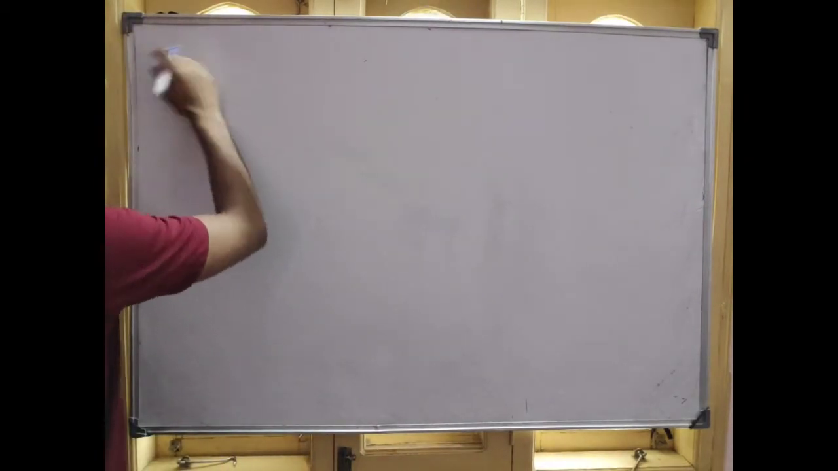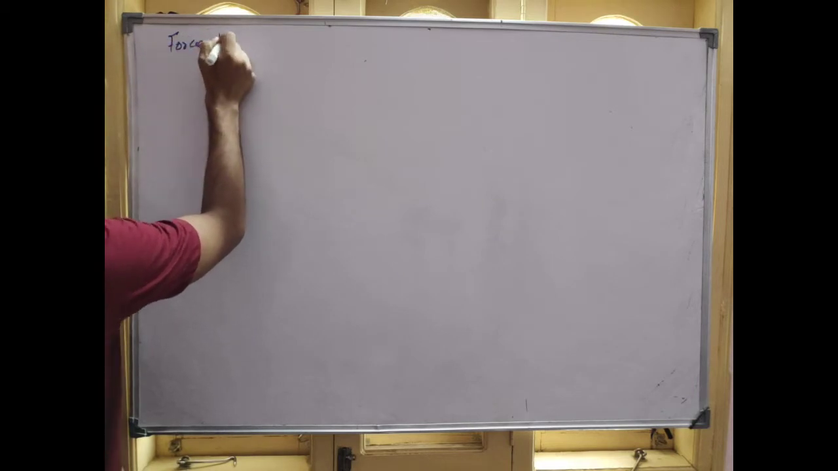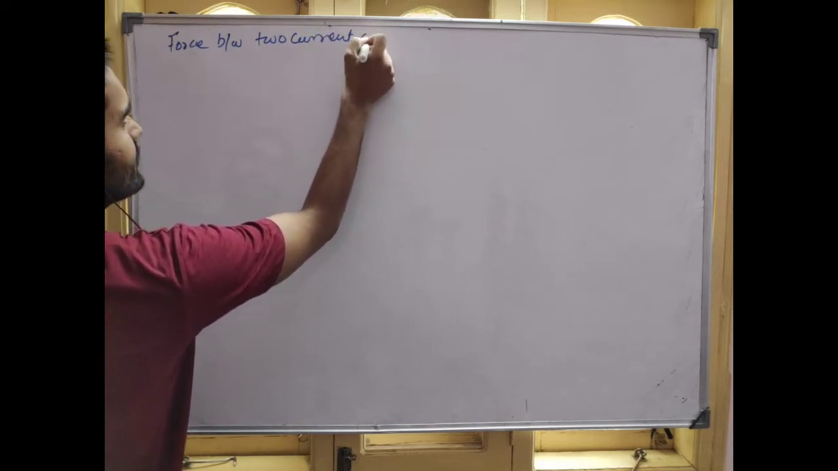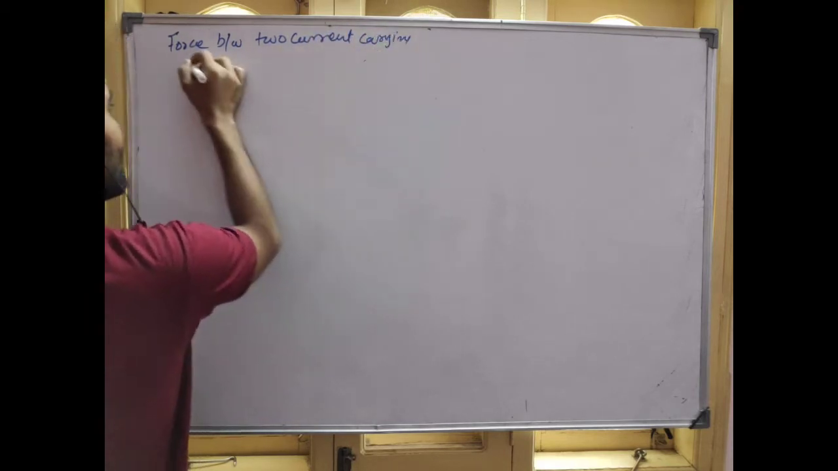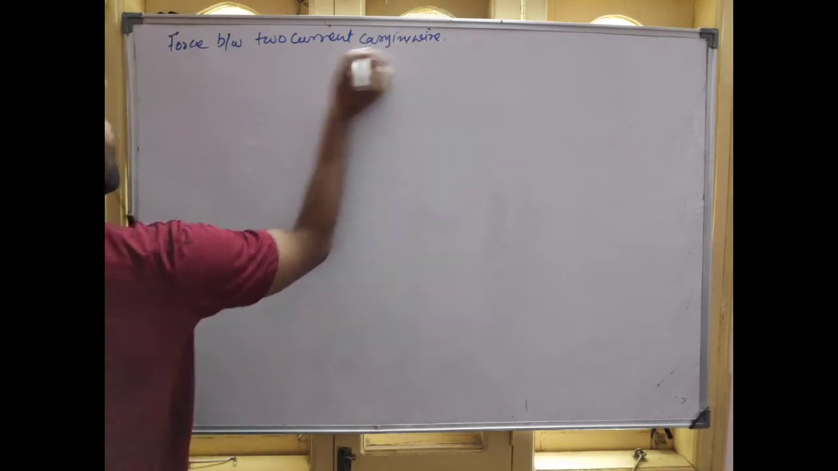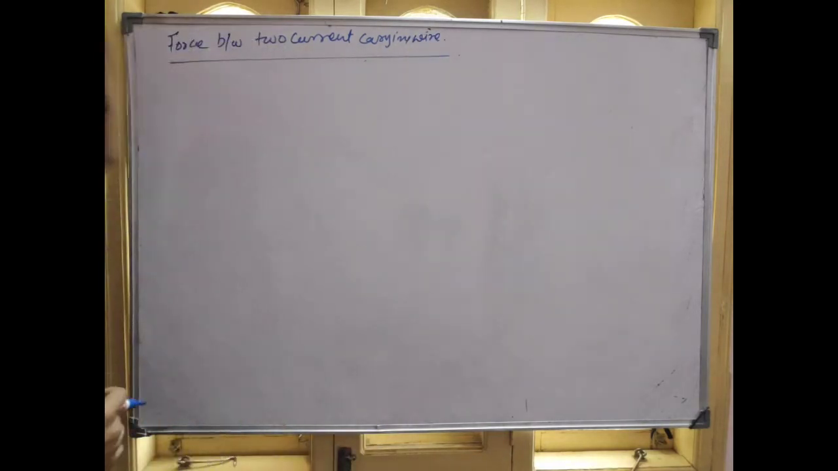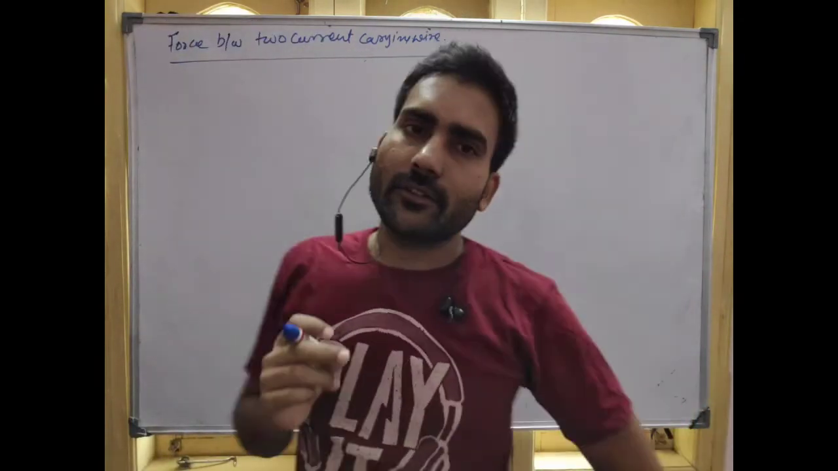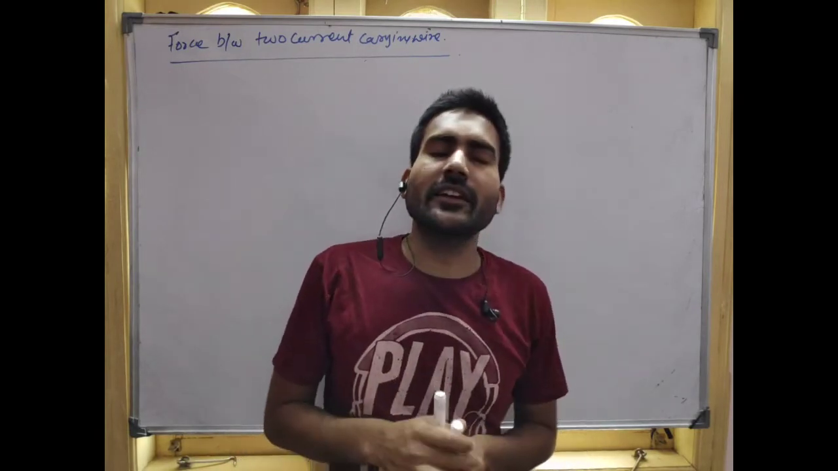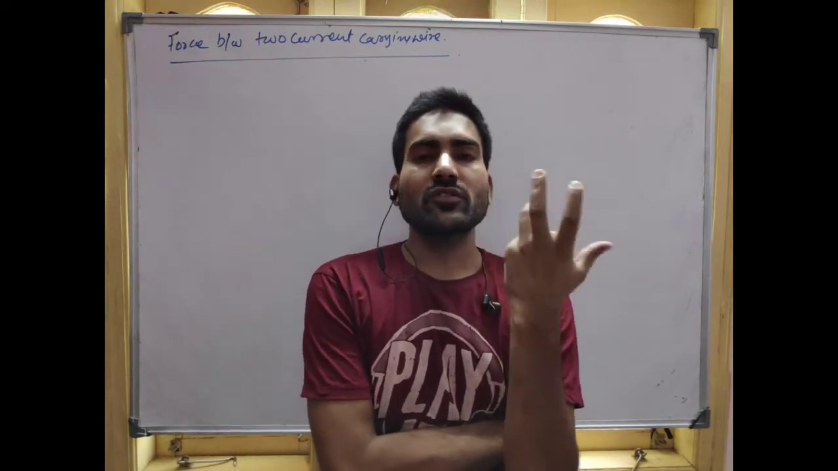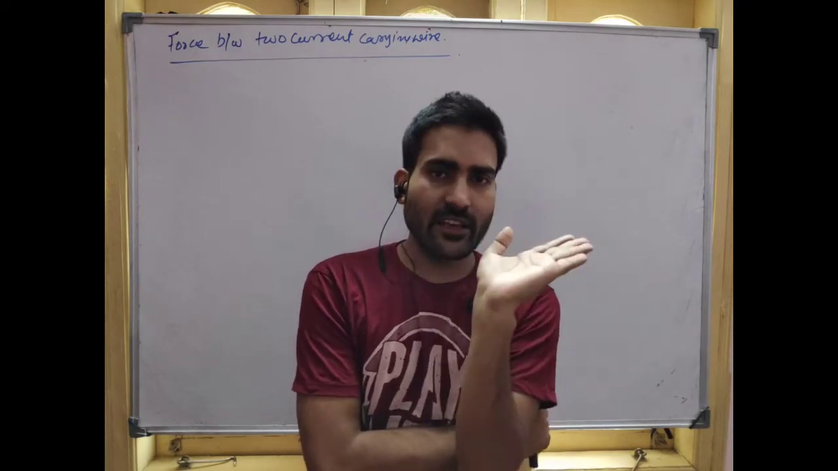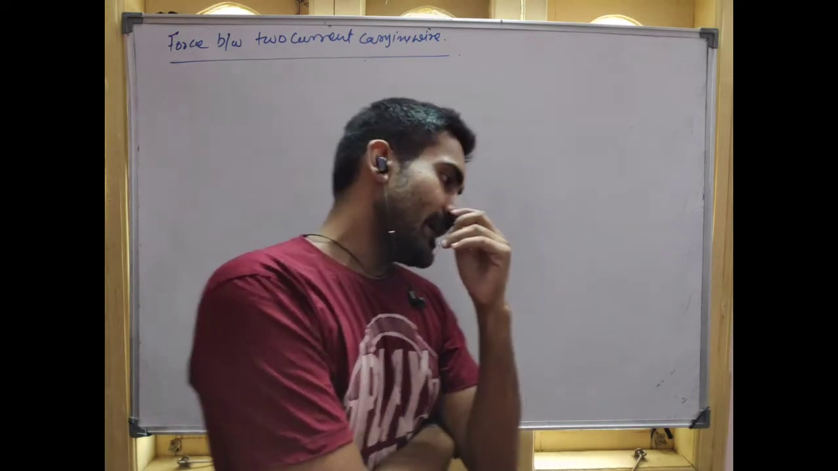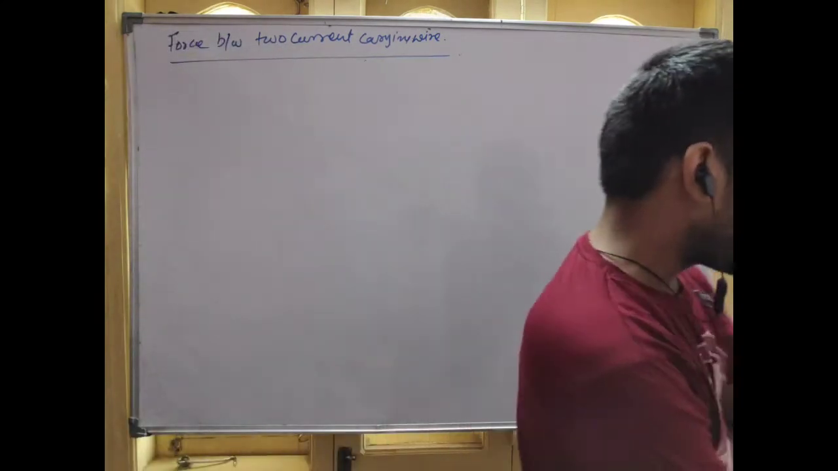So now we'll see the force between two current carrying wires. We know that when there is a current carrying wire, it will produce a magnetic field at a point at a distance D, which is mu naught upon 4 pi, I dl cross r by r cube. This we know already. This magnetic field will be there.